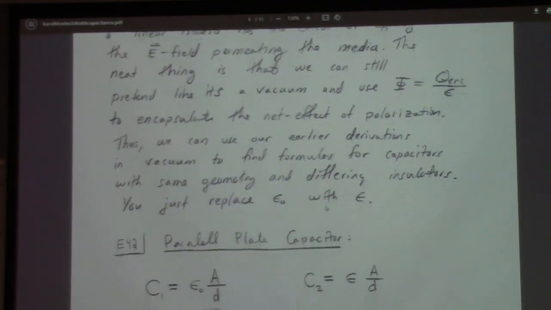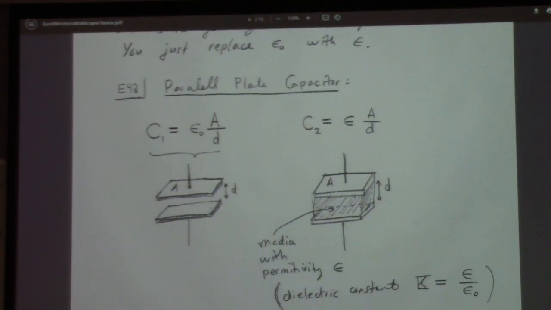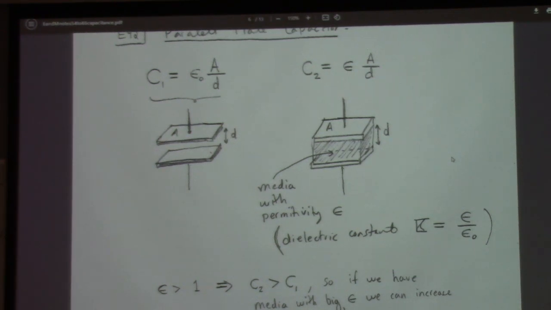Here's a picture of basically what's going on. I'm not quite there yet, but the net effect is if you have something between the plates instead of just free space, instead of epsilon naught, you use epsilon. Basically, Gauss's law gets modified. Instead of dividing by epsilon naught, you divide by epsilon. So everywhere we had an epsilon naught, we replace it with an epsilon to account for the way the electric field goes in something other than air.